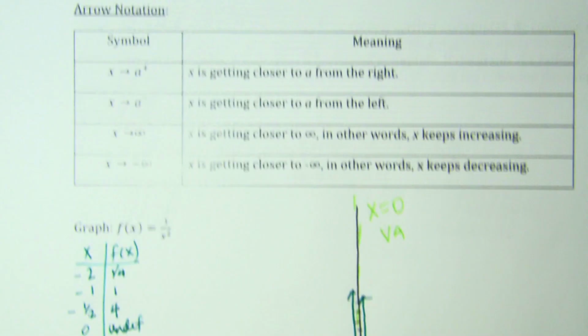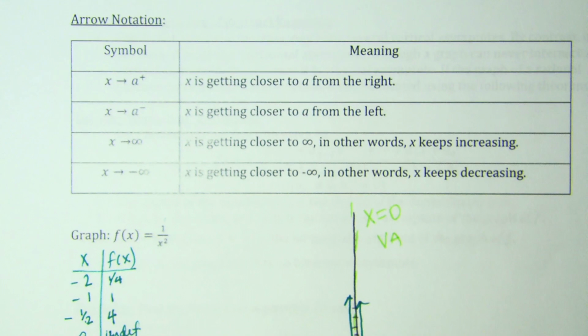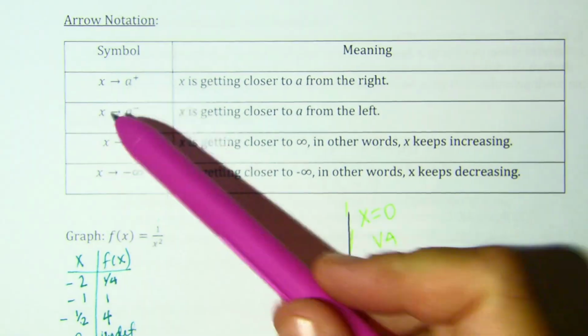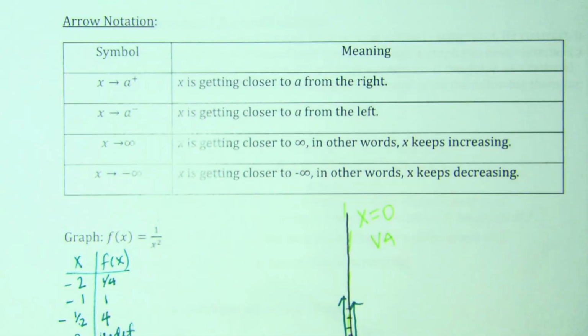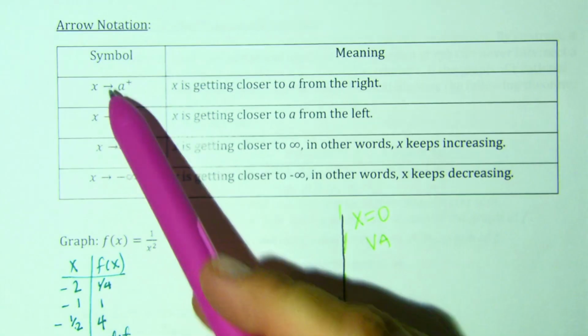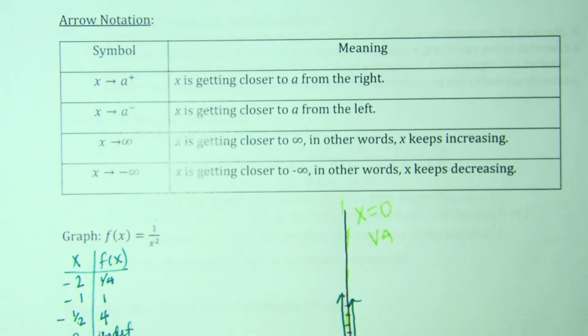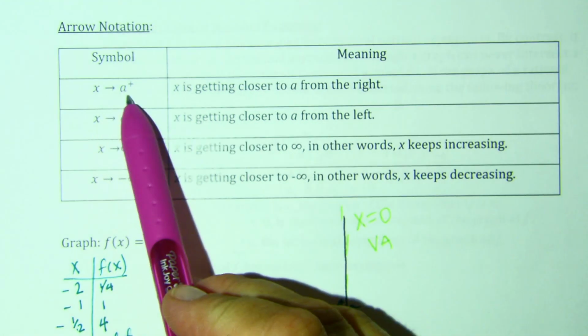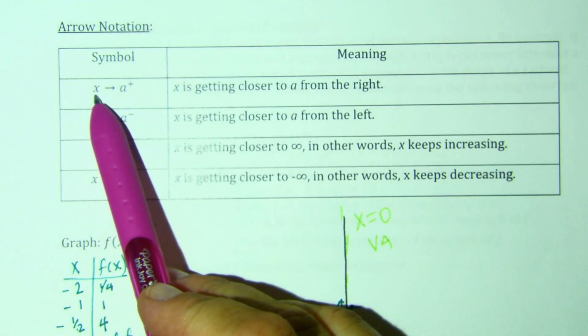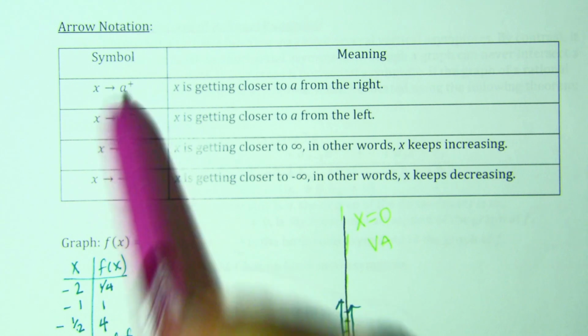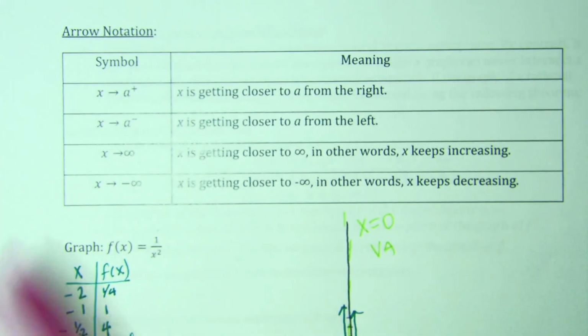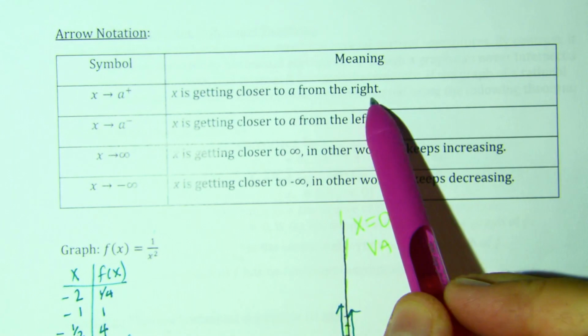Now we're going to go back to this notation that we kind of looked at up here briefly, and that I said I'd come back to. This is describing what's happening as x is approaching a certain value, either from the right or from the left. So if you see a notation that looks like this, what this means is as x gets closer to a from the right-hand side. That little plus sign means from the right side.